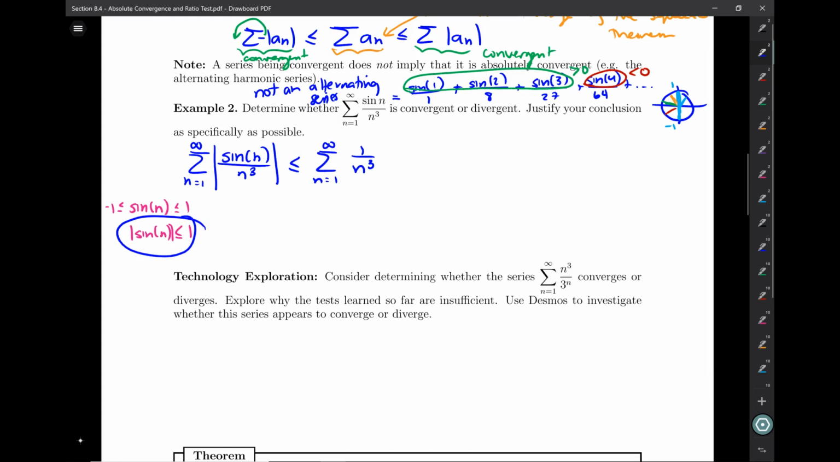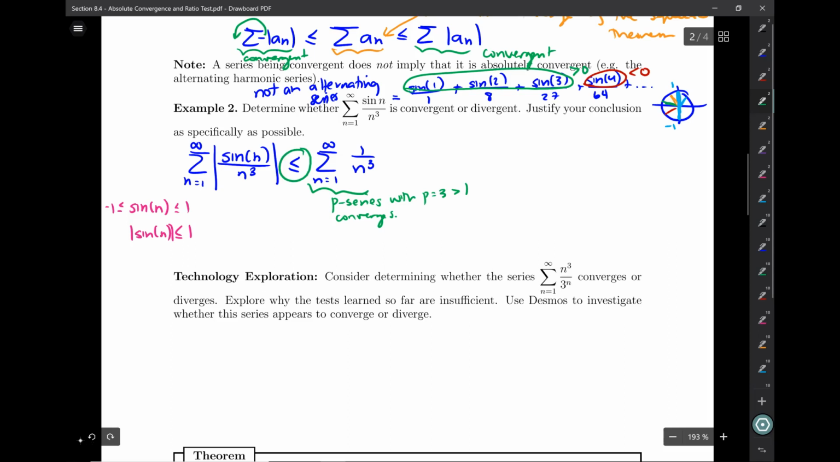Think of it this way. 1 is the largest that it could possibly be. So now I've written this inequality, and I have a p series with p equal to 3, which is greater than 1. So this p series converges. And based on this inequality sign, that means that this series is also convergent by the comparison test.